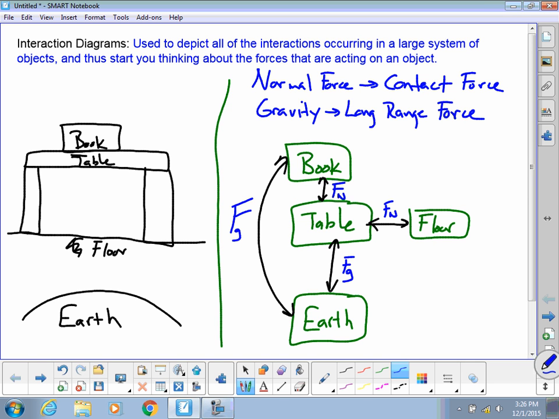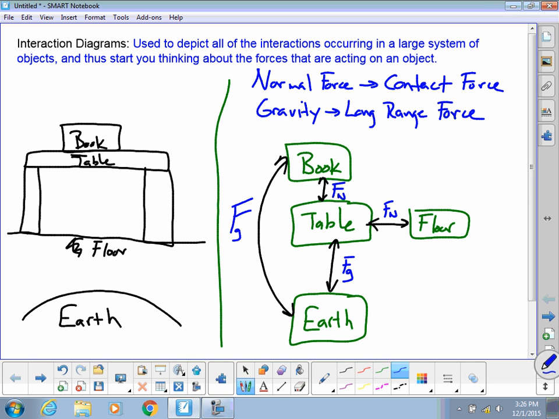Long-range forces are forces that can be exerted on objects even though they're not in physical contact with each other. Because of the earth below us and the book, they're not in physical contact. The book is on the table. It's not in contact with the earth, and yet they still exert a force between them. Okay, Newton's third law. There's an interaction between the book and the earth.